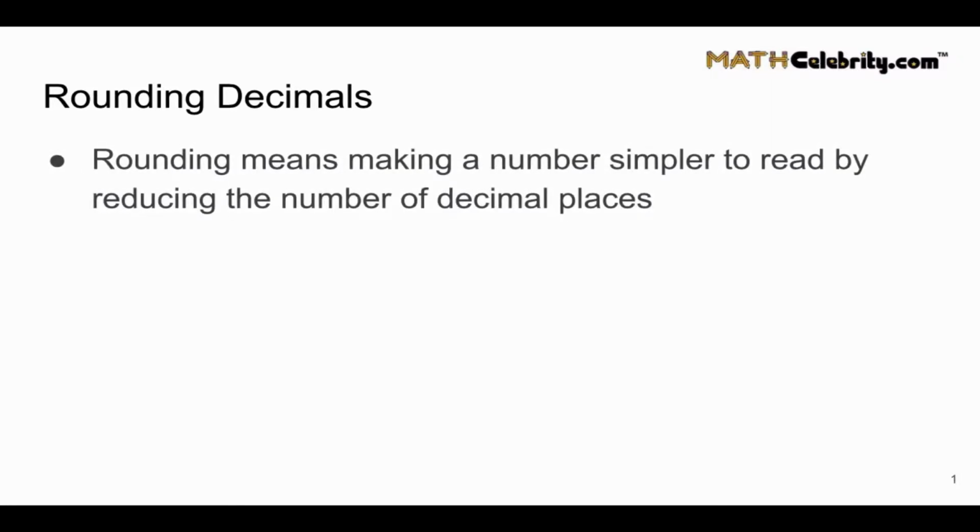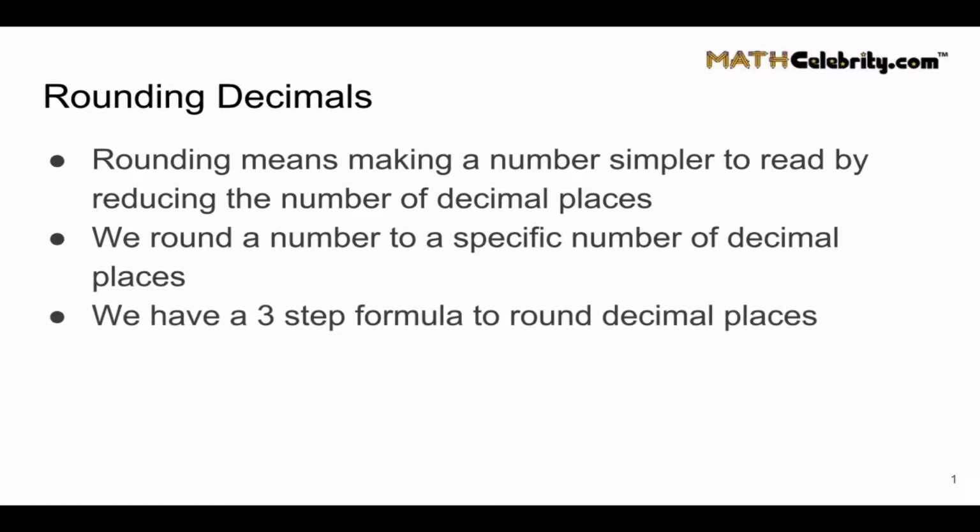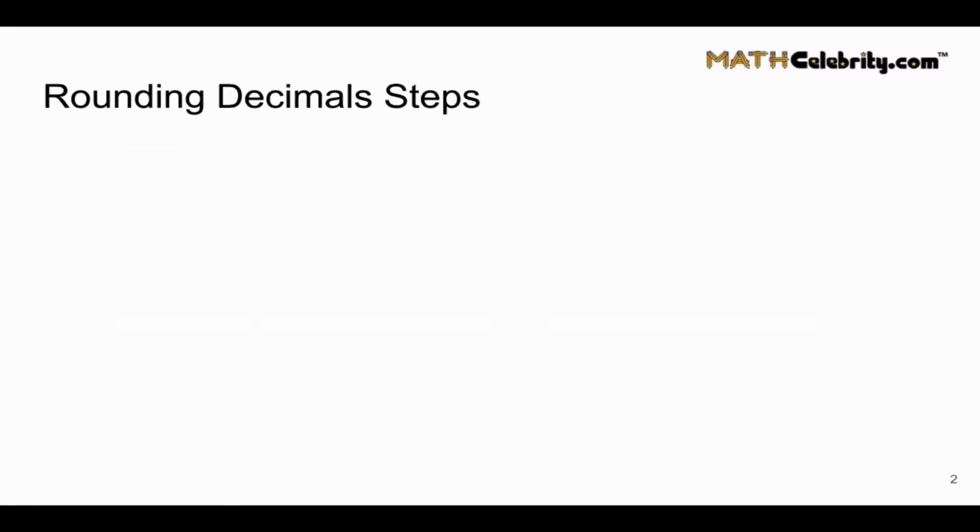First, let's walk through the definition of rounding. When we round a number, that means we make it simpler to read, and we do that by reducing the number of decimal places. We round a number to a specific number of decimal places. And when we do that, we have a three-step formula to round. So let's walk through the steps before we tackle a real-world problem.